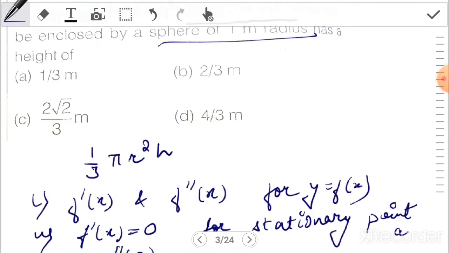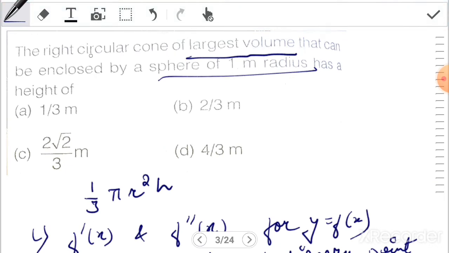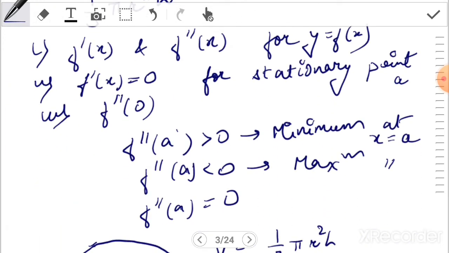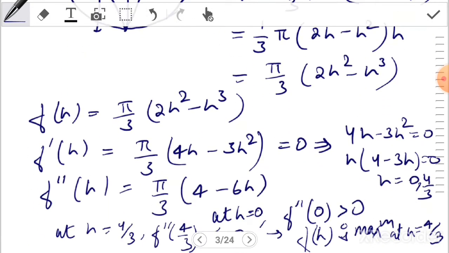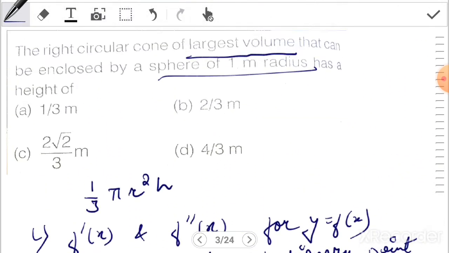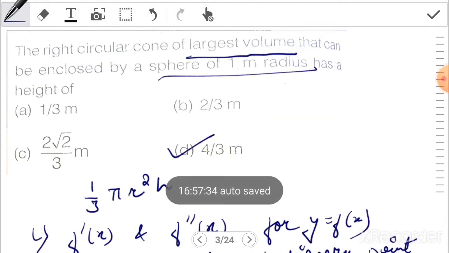So what was the question? Largest volume that can be enclosed by a sphere of radius has height of. So the largest volume of a right circular cone which will fit in a sphere of radius 1 meter will have a height of h equal to 4 by 3. So 4 by 3 is the right answer.